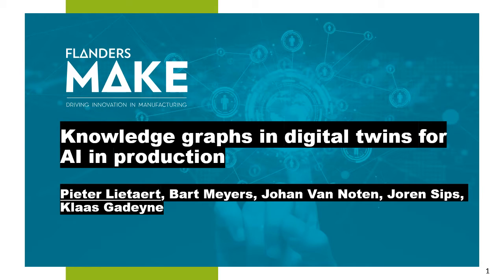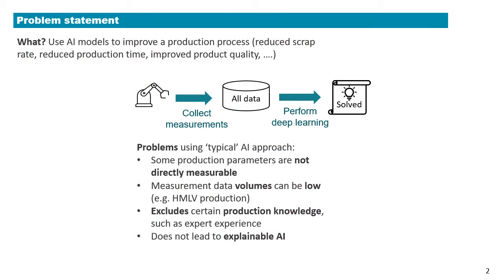Hello everyone. In this presentation I talk about knowledge graphs and how they can be used to create digital twins for AI in a production context. What we would like to do here is create AI models that are able to improve our production process. For example, reduce the scrap rate, reduce the production time, or improve the product quality.